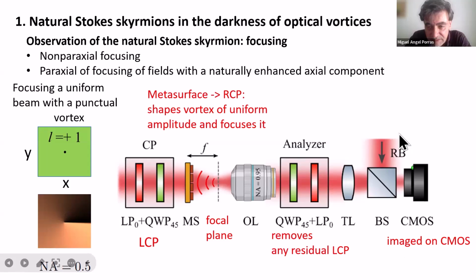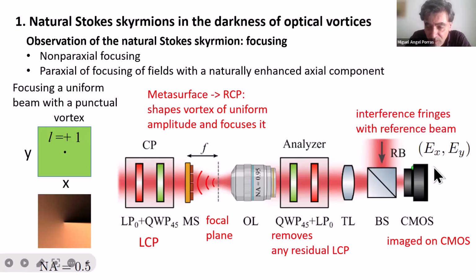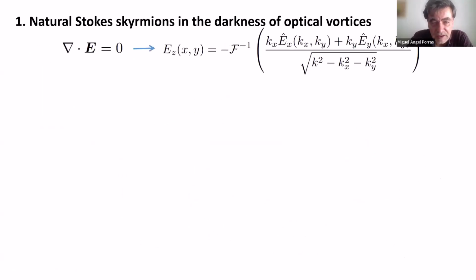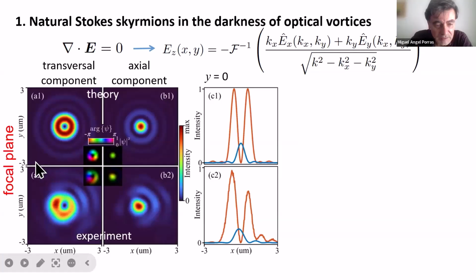And using the interference fringes with a reference beam extracted from the initial one, we can reconstruct the complex transverse field, the X component and Y component, the amplitude and the phase. And from the transversal component, we can evaluate also the axial component from the divergence law, for example, using this formula here. And you can see here the results at the focal plane.